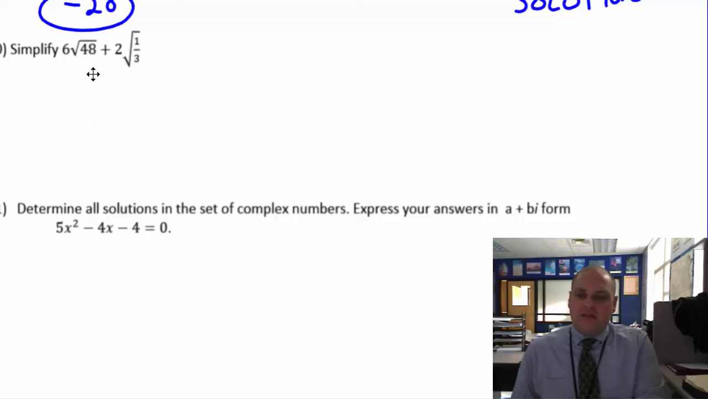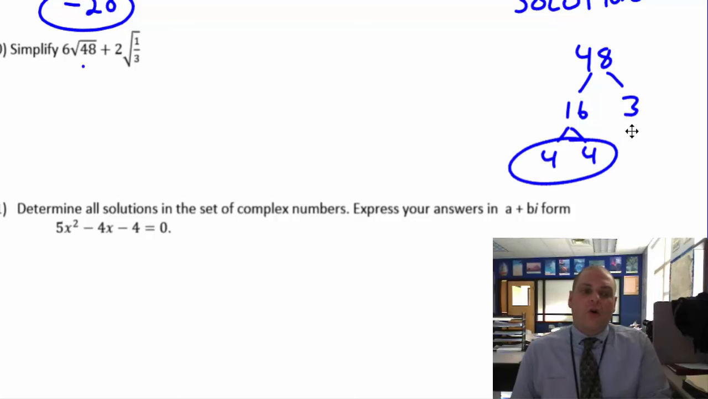This one's a little ugly. So I'll break down my radical here, 48. I'm just going to break down 48 over here, just on the side. 16 times 3 is what I came up with, and then 16 is 4 times 4. All right, so 4 radical 3. Got it? Now 4 times the 6 that's already there gives us 24 radical 3.